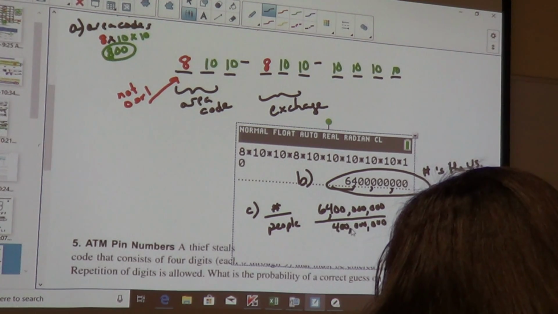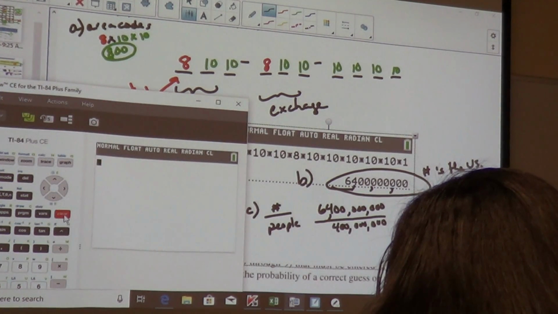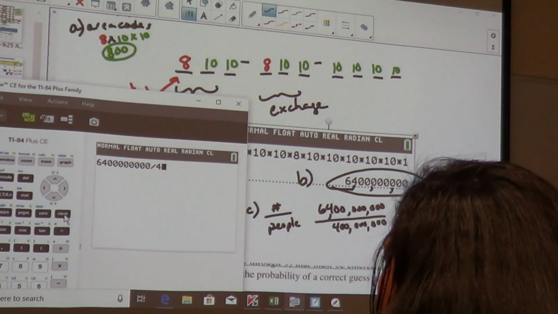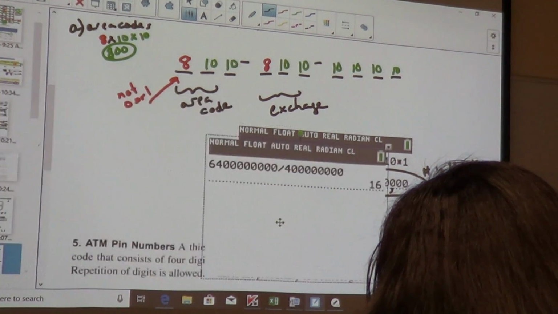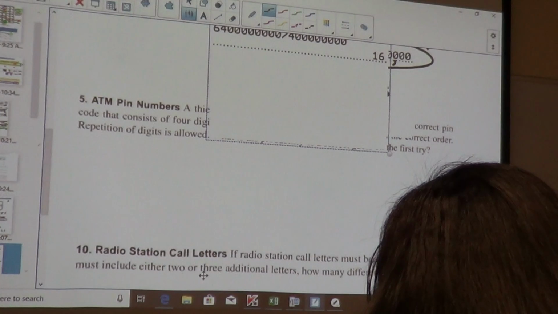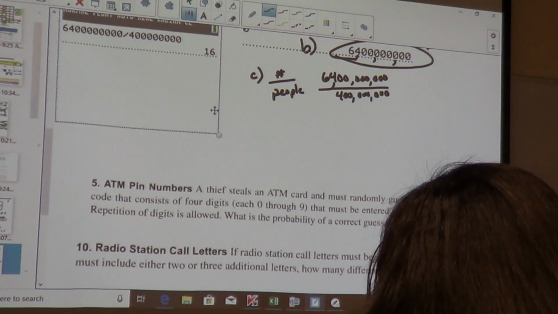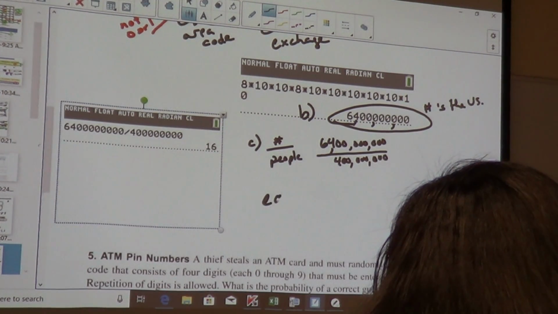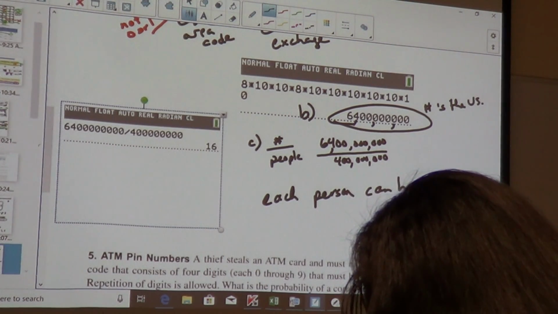Number one, we can see that the phone numbers are more than the people, right? So we know there's more phone numbers than people. Yeah, because some people will use 2 phone numbers or more. So this is saying that we have enough phone numbers so that each person right now can have 16 phone numbers. Each person can have 16 phone numbers.